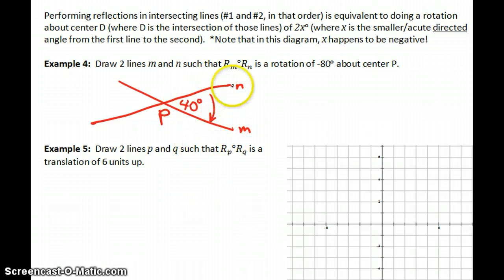If that's a 40-degree angle, and this is N and this is M, we're going to get a rotation, and we go N first. Remember, that's the one on this side. N to M is going clockwise across the small angle, so that's going to make a rotation this way, and of course the center is P.